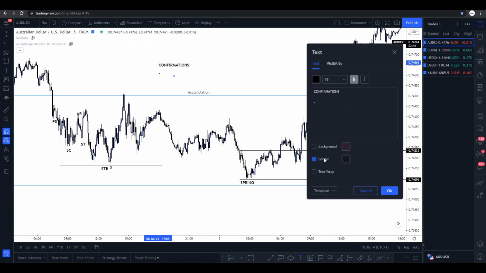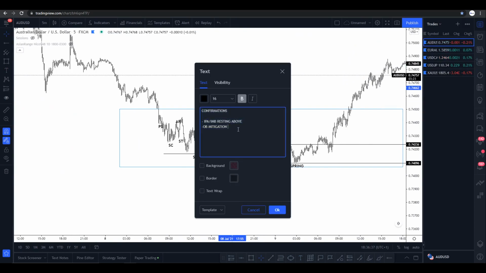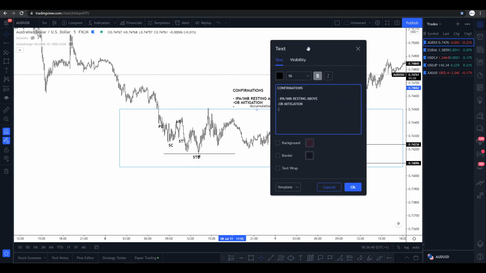So first confirmation, we have IPA/imbalance resting above. Second confirmation, OB mitigation, because price has to go all the way back up to mitigate those OBs, which gives price a precedent in order for it to go up. Third confirmation, Wyckoff. Right, we have Wyckoff accumulation. Fourth confirmation, we have OB that swept LQ.